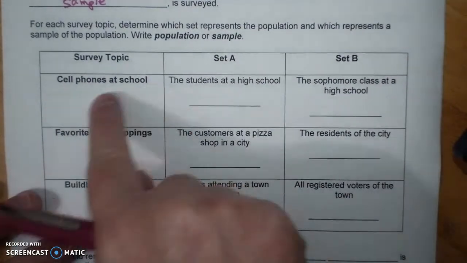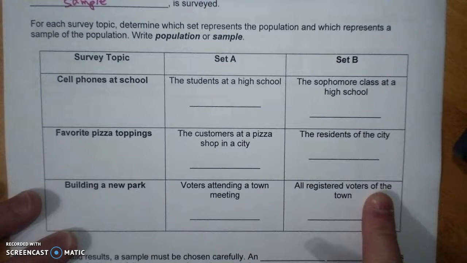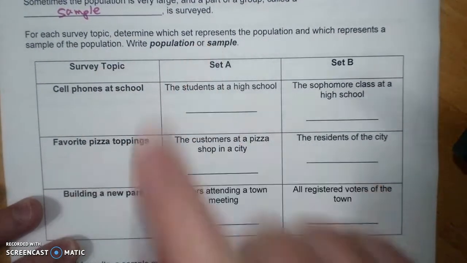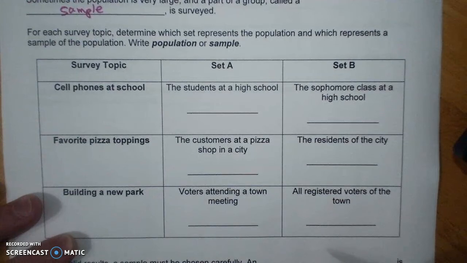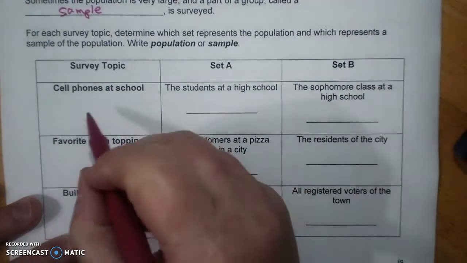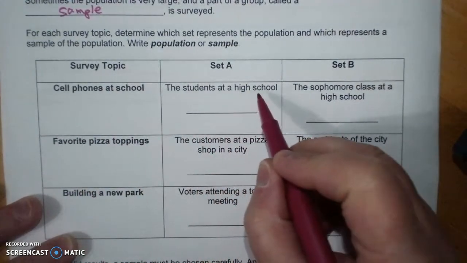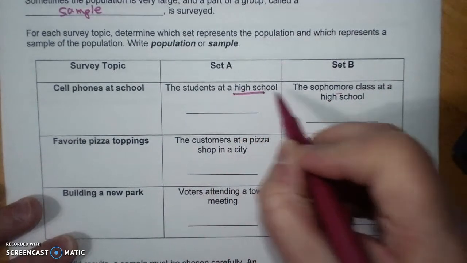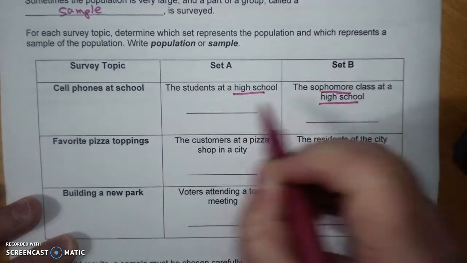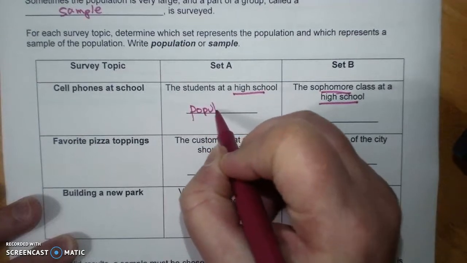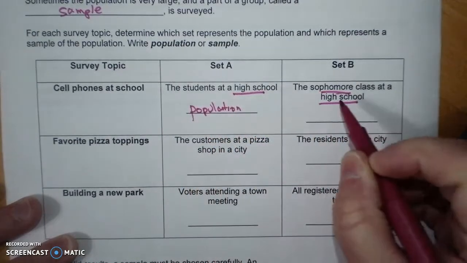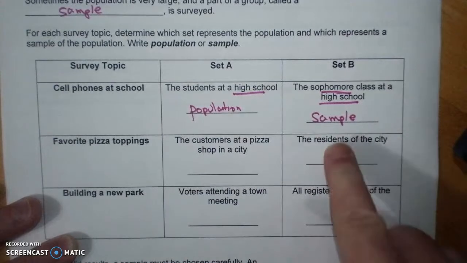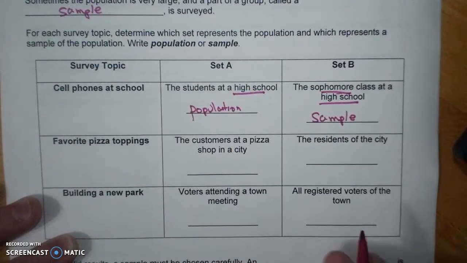So I'm going to give you these, and it says, for each survey topic, determine which set represents the population and which represents the sample. So, cell phones at school: the students at high school, the sophomore classes at high school. This is bigger than just the sophomores, so this is population, and this is sample. Because remember, a sample is part of a population.